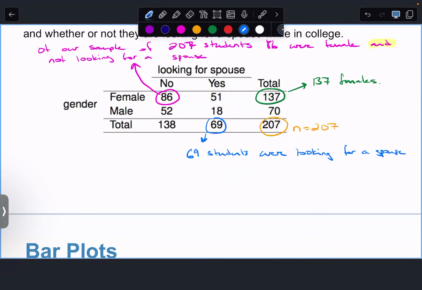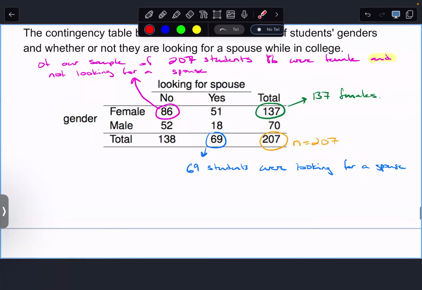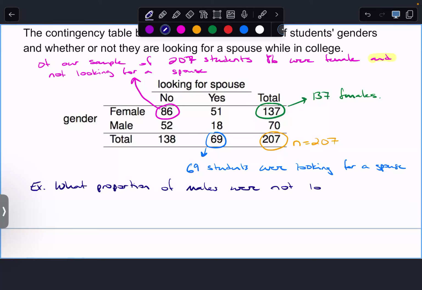Okay, so reading contingency tables, right? Thinking outside the bun here. What proportion of males were not looking for a spouse? So let's consider this. What proportion of males were not looking for a spouse? One step further, or like 3 steps further, but I think we can handle it. Or at least it's good to see it.